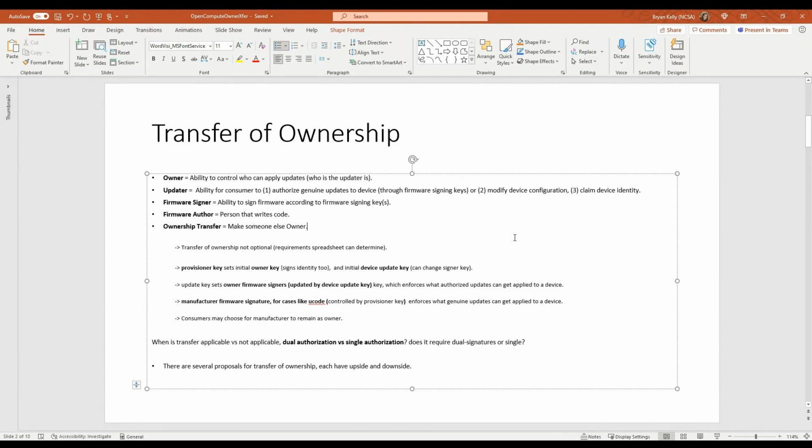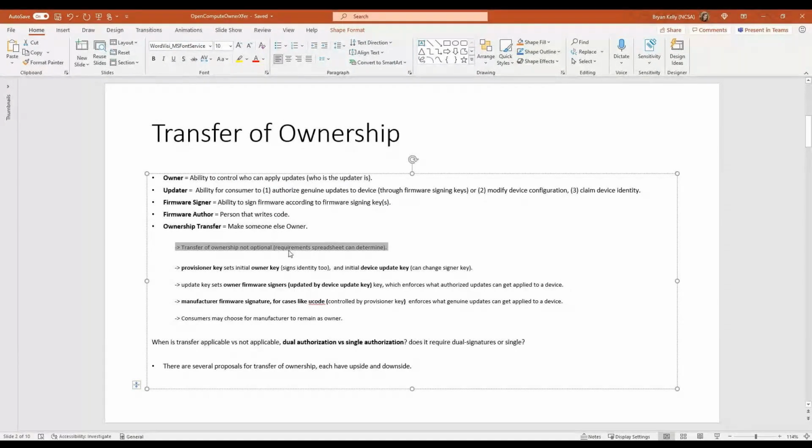Okay, so just getting back to the slide, I think we're pretty good with definitions. The owner, the updater, the firmware signer, the firmware author, the person that writes the code. Is that right? People have a definition? All right. Transfer of ownership, we agreed on that.